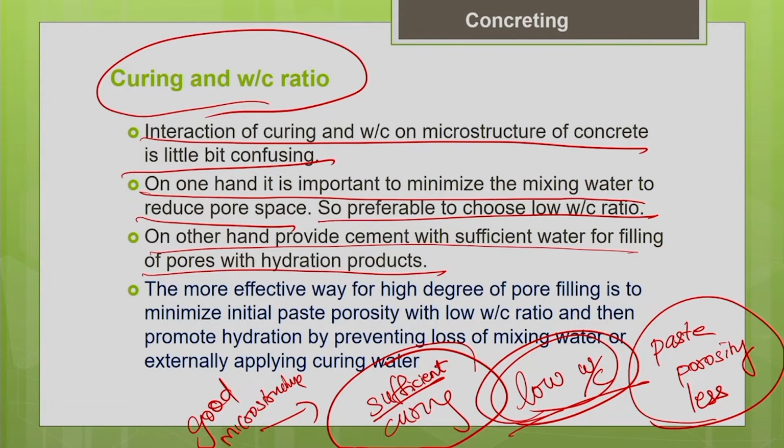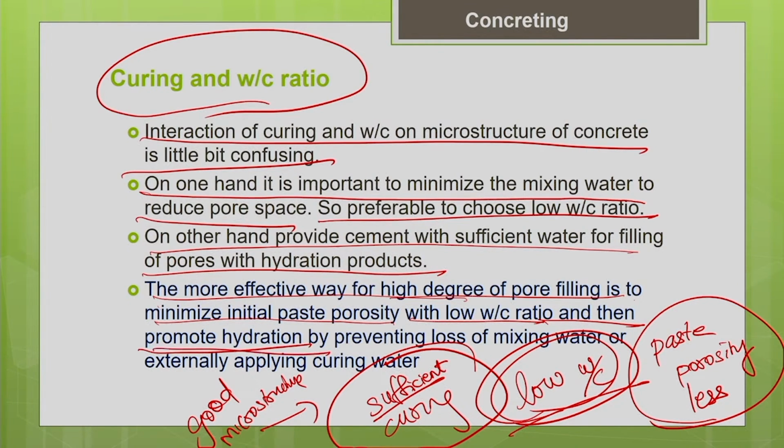So, the more effective way, for a high degree of pore filling, is to minimize the initial paste porosity. How to minimize the initial paste porosity? Use low water to cement ratio for the mixes and then promote the hydration by effective curing methods. Promote the hydration by effective curing.